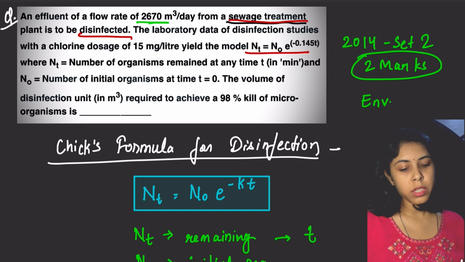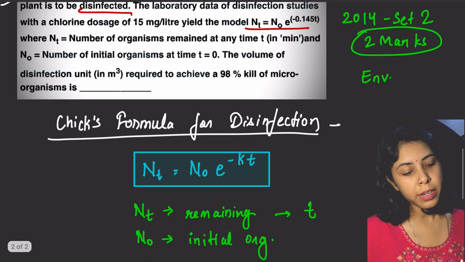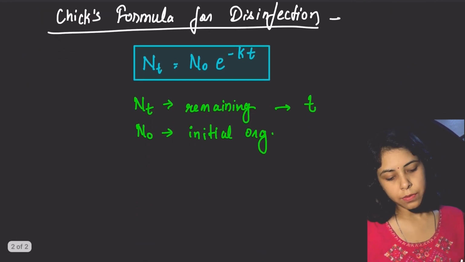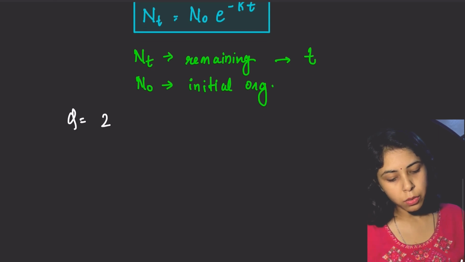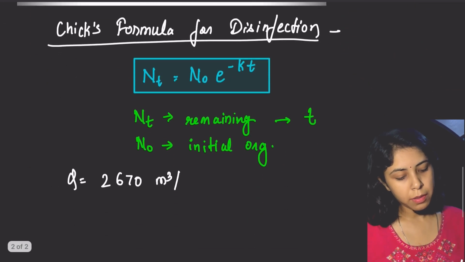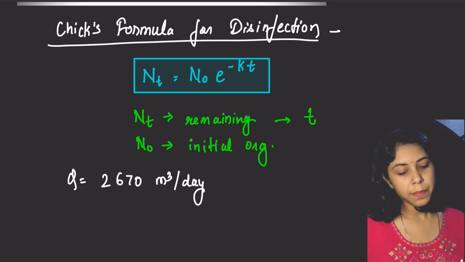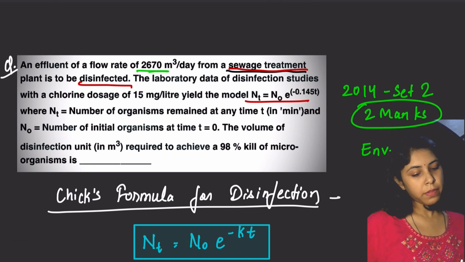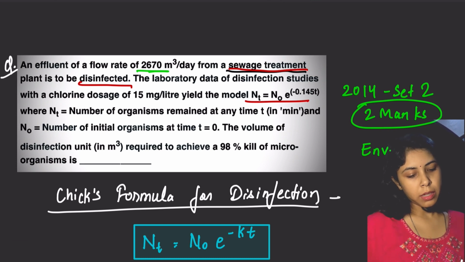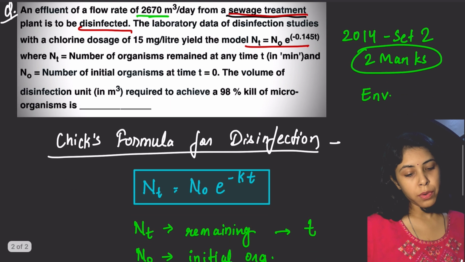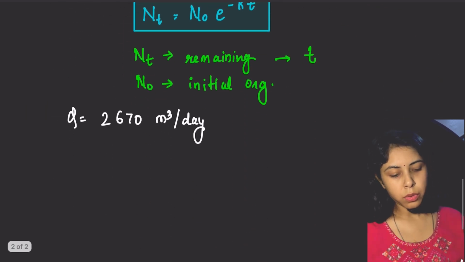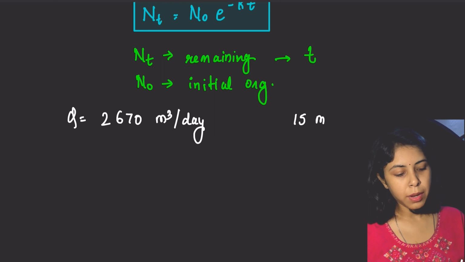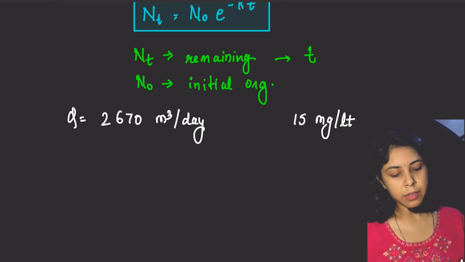So here if we read the question, they have given the data as 2670 meter cube per day, and by unit we can say this is discharge. So discharge is given, that is 2670 meter cube per day, right? Now from the sewage treatment plant it is to be disinfected, and they have given the chlorine dosage of 15 milligram per liter, right?